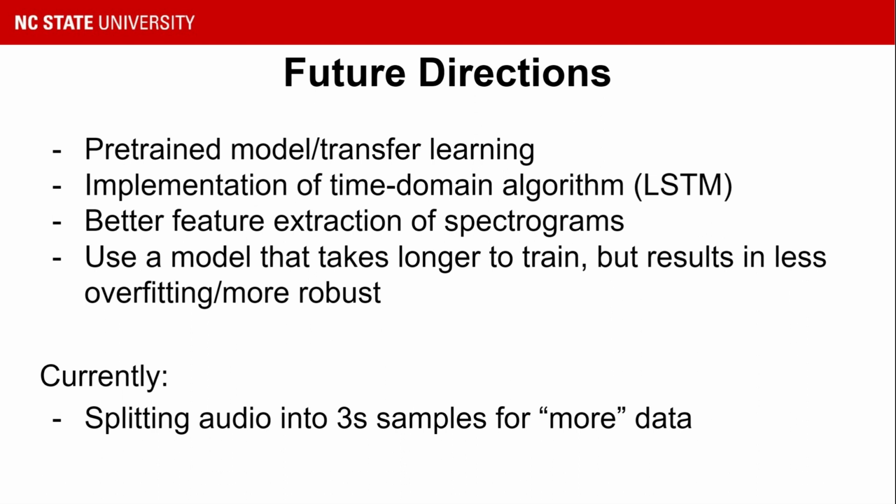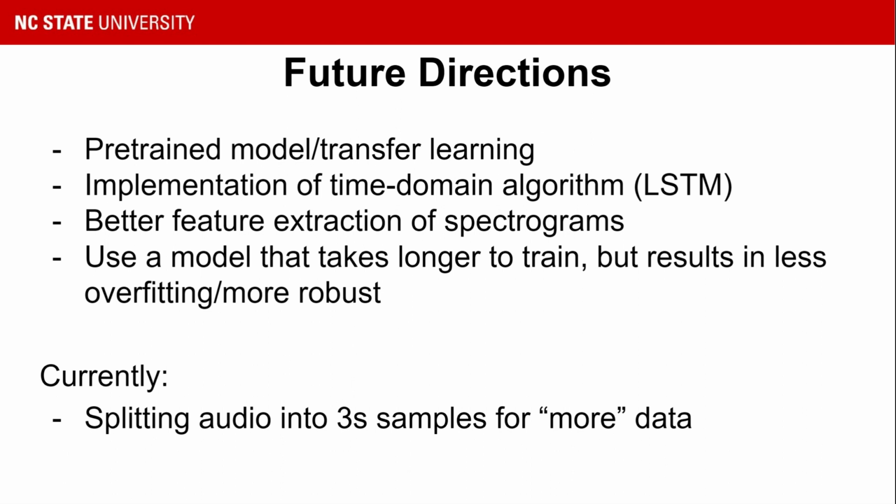So going on in the future, some things we want to maybe implement are a pre-trained model or transfer learning, implementation of a time domain algorithm such as a long short-term memory or LSTM network, and better feature extraction of the spectrograms. So we could definitely get some better spectrograms going, and possibly even better features out of them. Or we use a model that takes longer to train but results in less overfitting, or a more robust model, obviously.